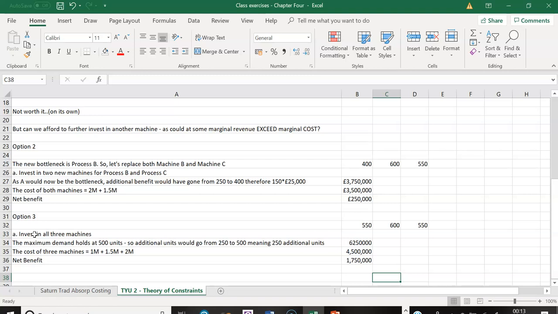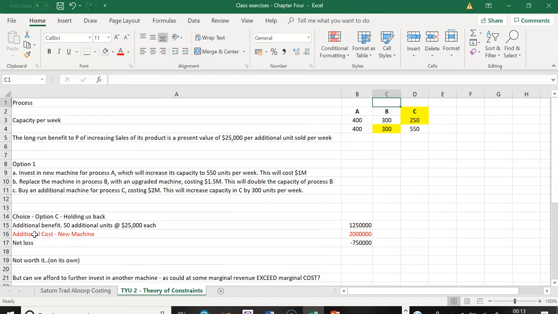This has been a complete overhaul of the entire system, which is difficult, of course. Whether or not you can afford this is the issue. But the key point is you can see the three different options and what the net benefit or net loss would be for how we deal with this, and then we can make decisions.